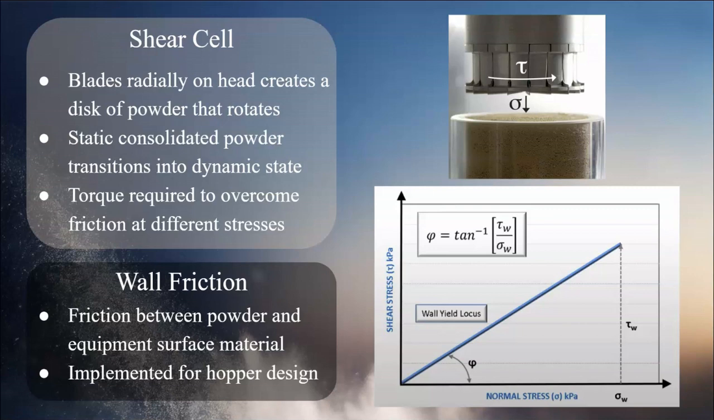If we look at our graph here, on our x-axis we have our normal stress, and on our y-axis we can see our shear stress. This is basically going to show that as we increase our stress, we're also going to increase the amount of torque required to overcome friction. And if you see all these different angles and the wall yield locus on this graph, essentially what this is saying is that the higher the slope is on the graph, the more shear stress is going to be required to overcome friction for the sample.